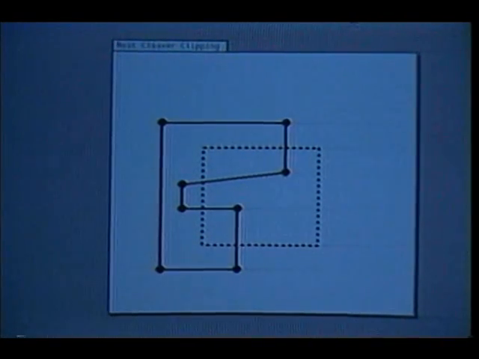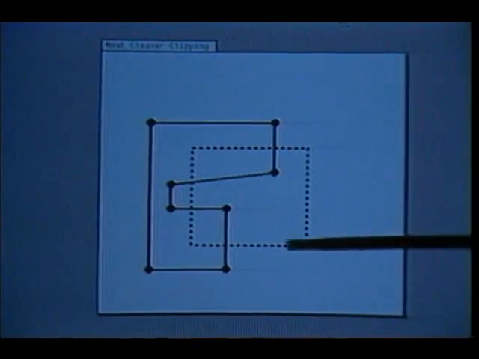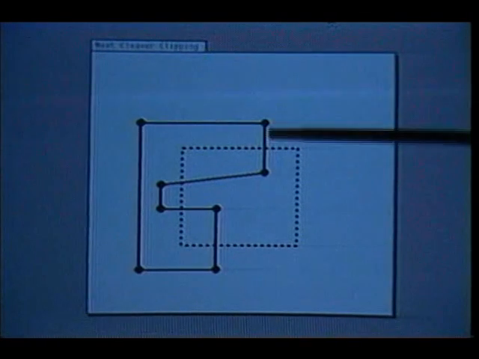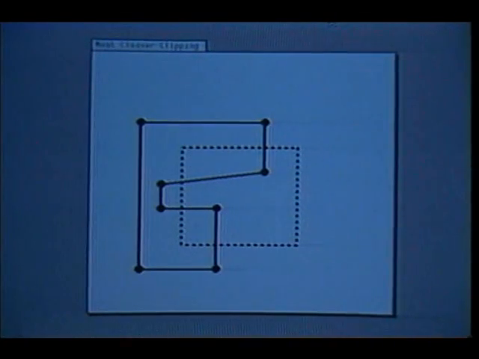On the screen now, we see two polygons. The one with dashed edges is called the clip polygon. This polygon defines the clip region. The polygon with solid edges is called the subject polygon. We want to clip the subject polygon against the clip polygon. First, we will see a general overview of the algorithm, and after that, we will look at it in more detail.